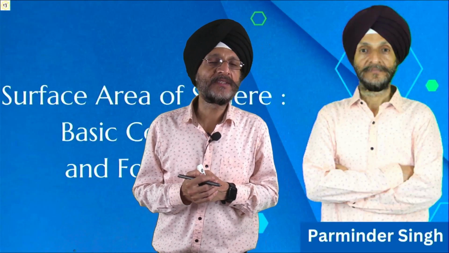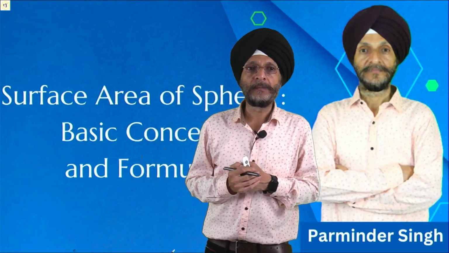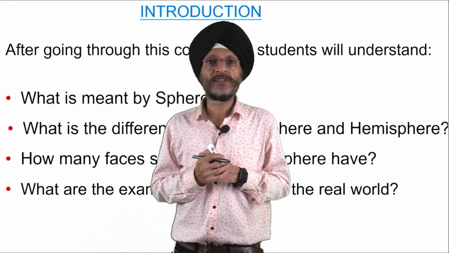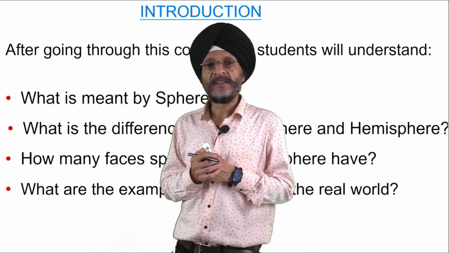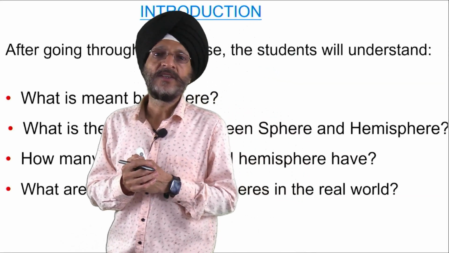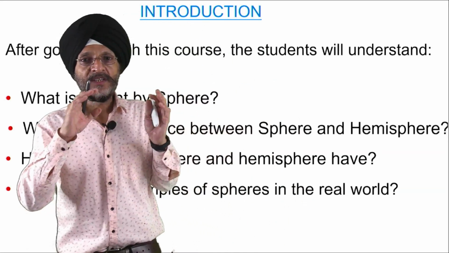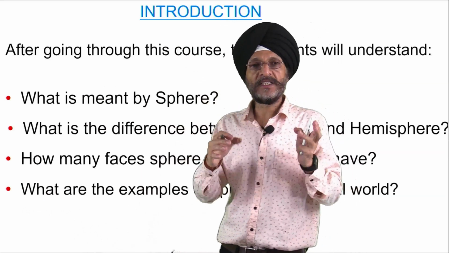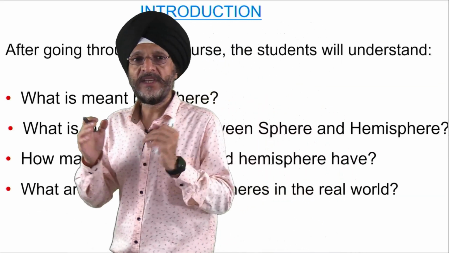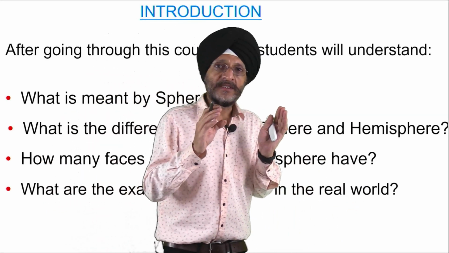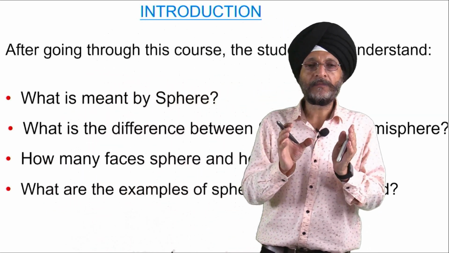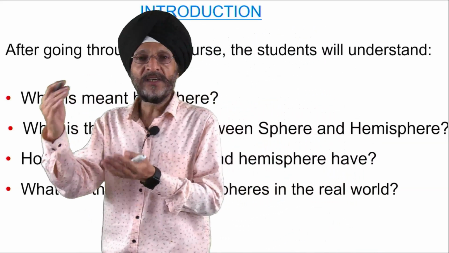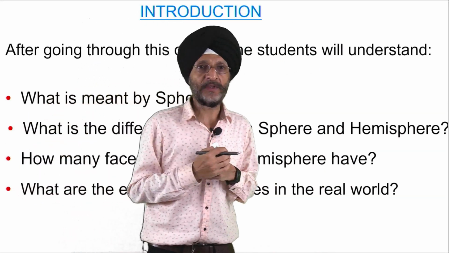Our today's topic is surface area of sphere, basic concept and formulas. After going through this course, the students will understand that sphere is a three-dimensional geometric object which is round and symmetrical. The students will also understand the difference between sphere and hemisphere. They will understand that hemisphere is only one part of the sphere. That is, when the sphere is divided into two equal halves, each equal half is known as hemisphere.